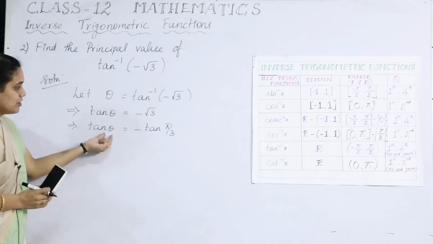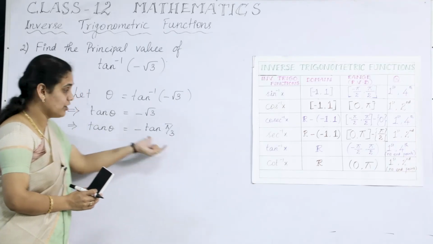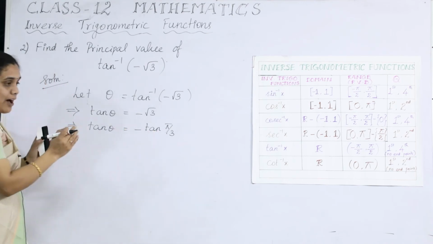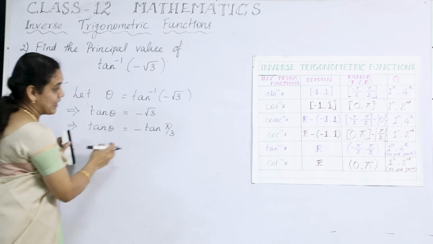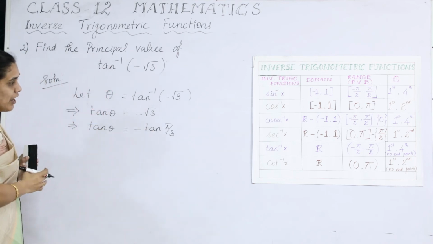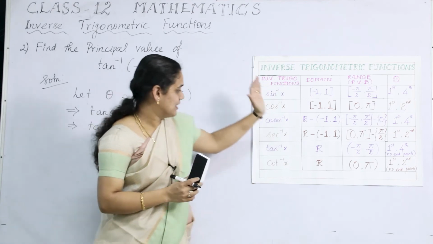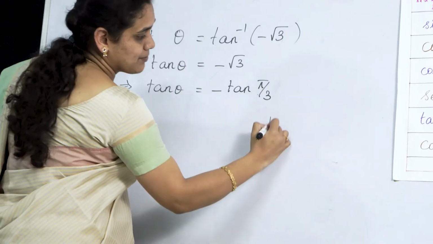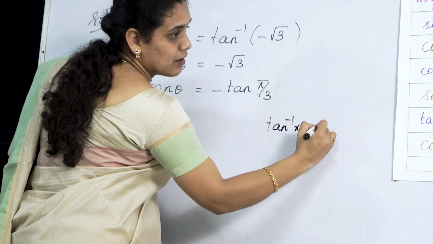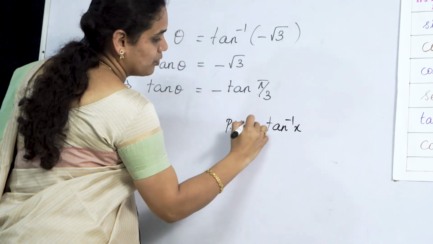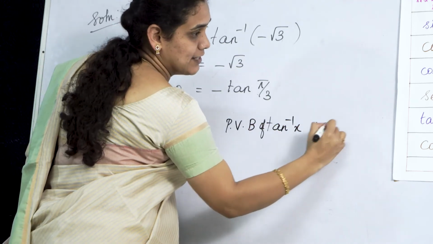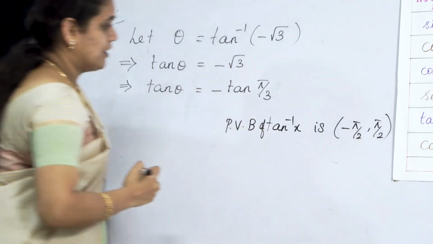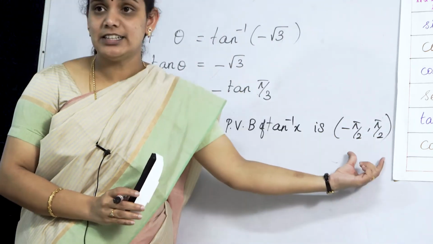Okay. Can we equate theta equal to minus pi by 3? No, it is never correct. See, this is plus and this is minus. It is never equal. So we have to use some identity to make it equal. At the same time, we have to check whether that value is in this principal branch or not. The principal value branch of tan inverse of x is minus pi by 2 comma pi by 2. We have to find a number, I mean an angle within this interval.